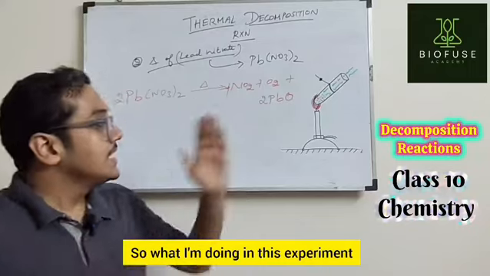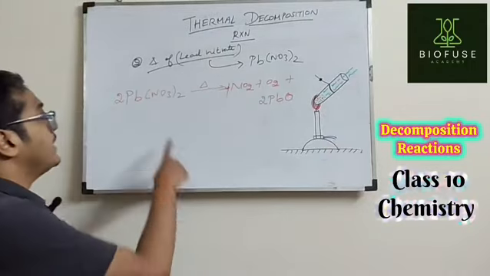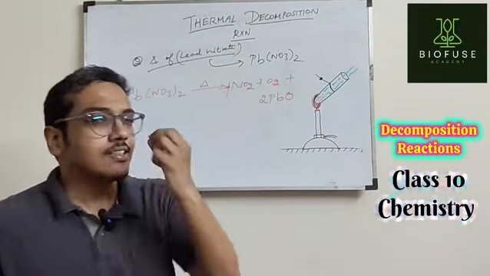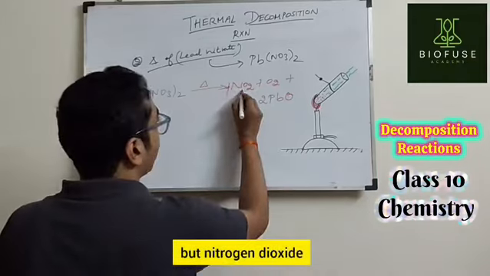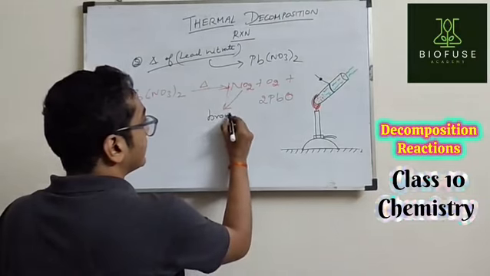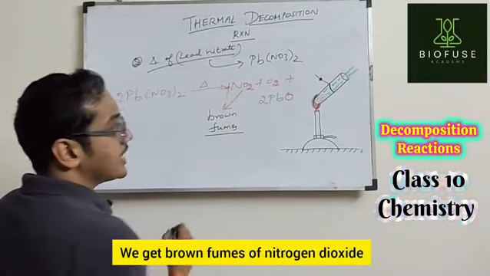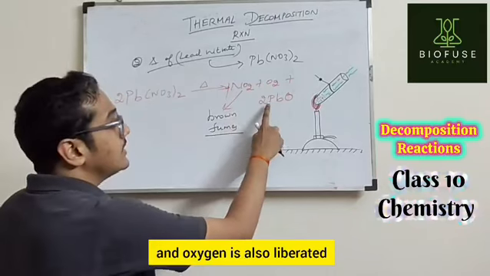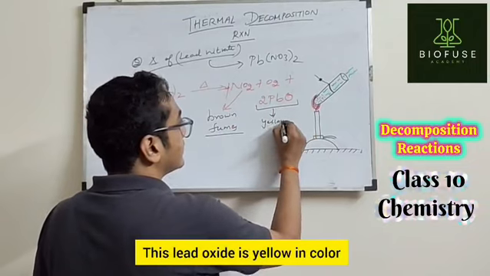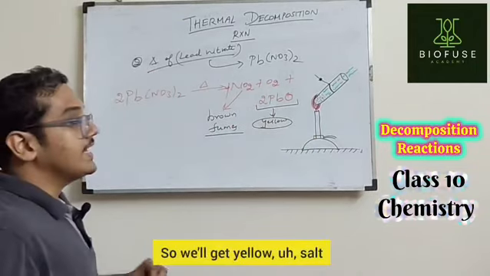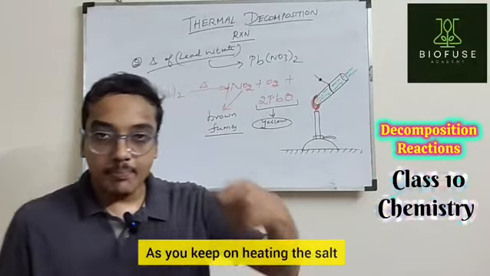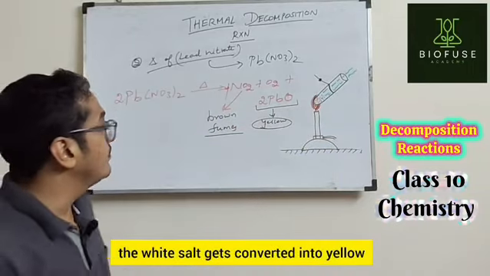What I'm doing in this experiment is very simple. In the test tube, I'm taking the lead nitrate crystals. If I heat the lead nitrate, I get some brown fumes. Those brown fumes are nothing but nitrogen dioxide. We get brown fumes of nitrogen dioxide, oxygen is also liberated, and then we have lead oxide. This lead oxide is yellow in color, so we will get a yellow kind of salt. Initially the salt was white in color.